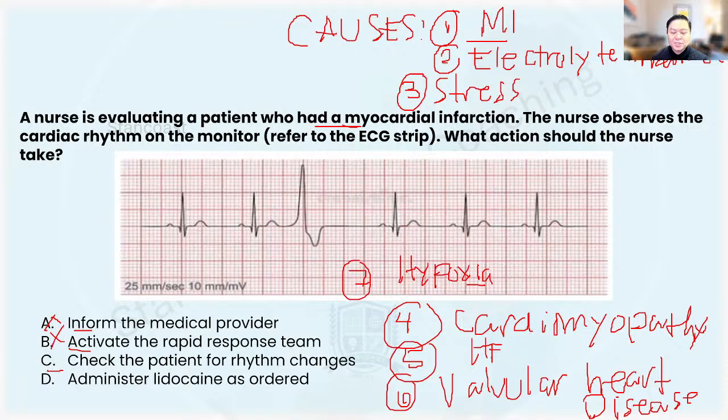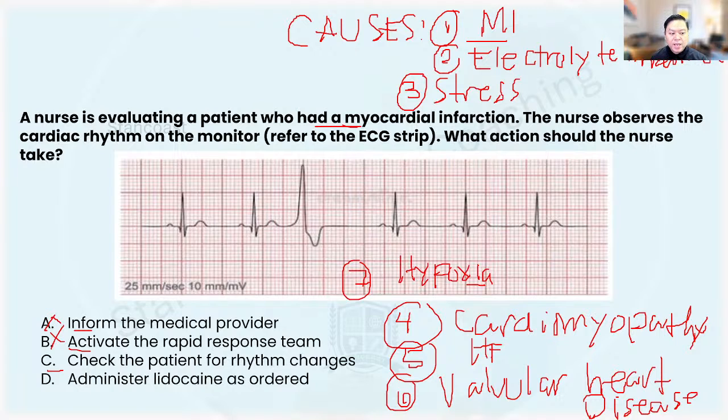Now, if you answered letter C, check the patient for rhythm changes. Yeah, that's the correct answer. Because when you see a preliminary or initial change in the rhythm, let's say the appearance of one PVC, you will be compelled to think, hey, I need to keep an eye on this patient. And you're going to instruct your monitor technician, can you please let me know if this is going to occur more frequently? Because I really want to know ahead of time.